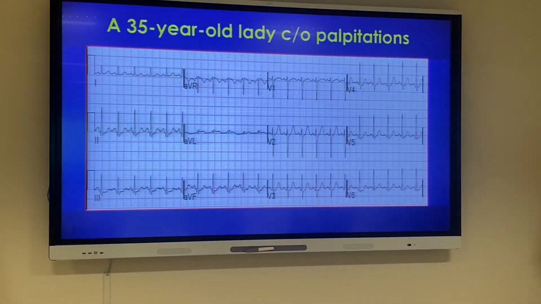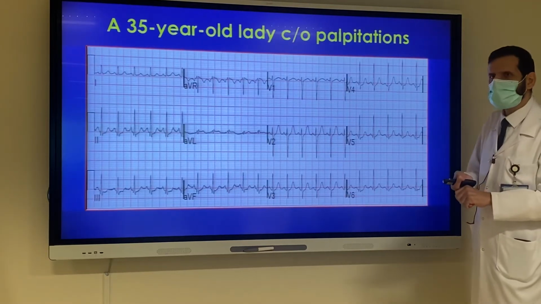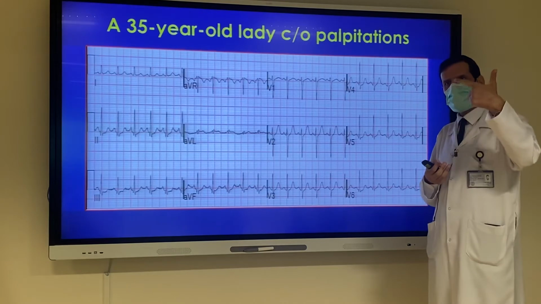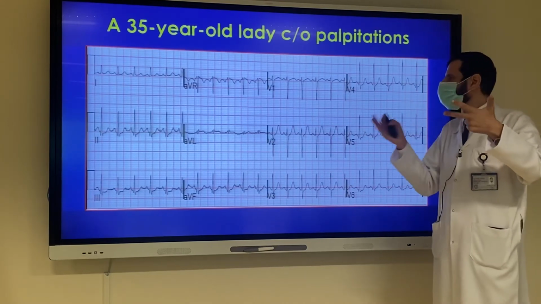Now, we'll do it as cases. So we'll start with this patient who is 35, female, and she has palpitations. What is your ECG interpretation? The rate is 140. About 130, 140, isn't it? So tachycardia. Regular. Narrow or wide? Narrow. Regular or irregular? Regular. So what is our differential diagnosis? Sinus tachycardia or SVT or flutter with regular conduction, like 2 to 1 or 3 to 1.